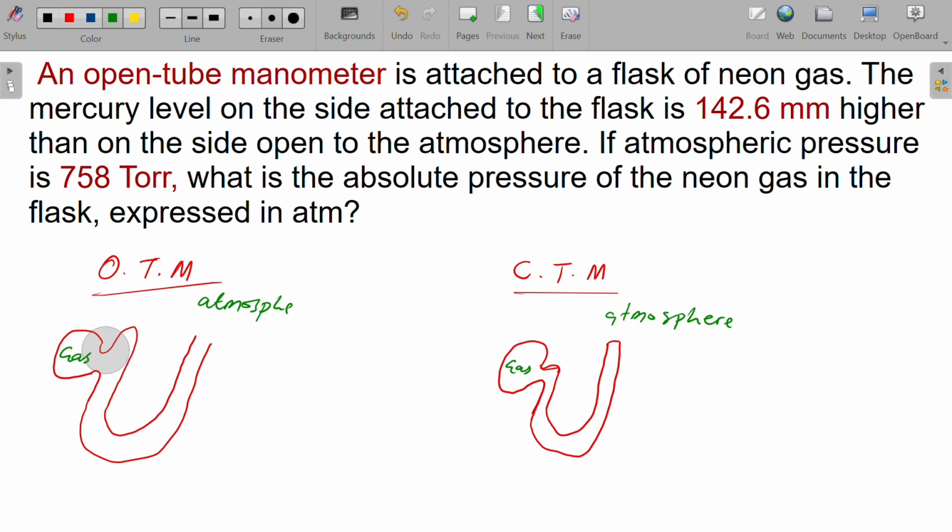But for an open tube manometer, as you can see here, we have the side of the gas, but we have a side that is open to the atmosphere on the other side. That's why we are calling it an open tube manometer. So now, we have two types of open tube manometer. We have two forms or two situations. Let me just have another drawing.